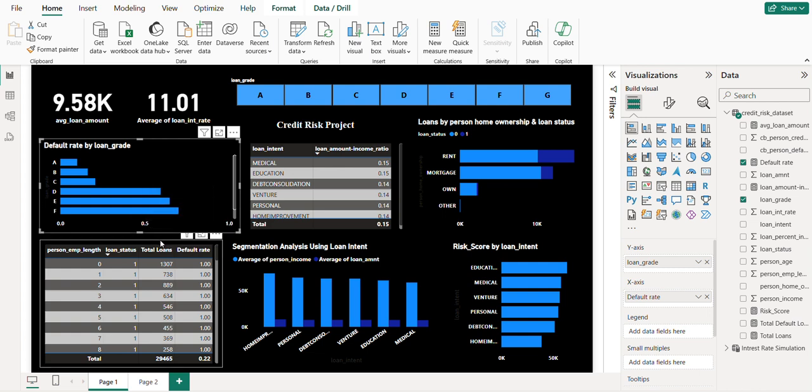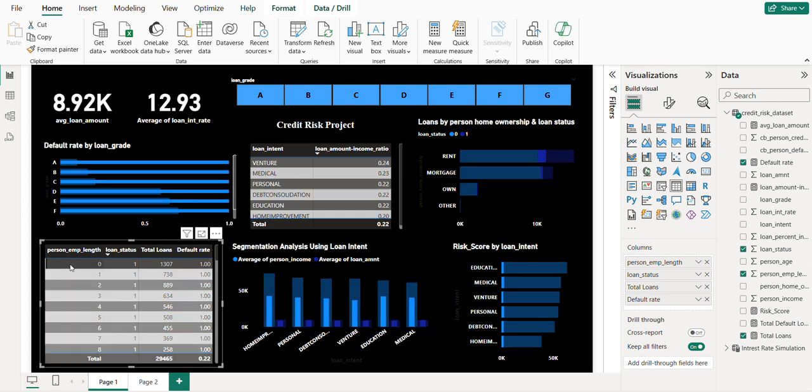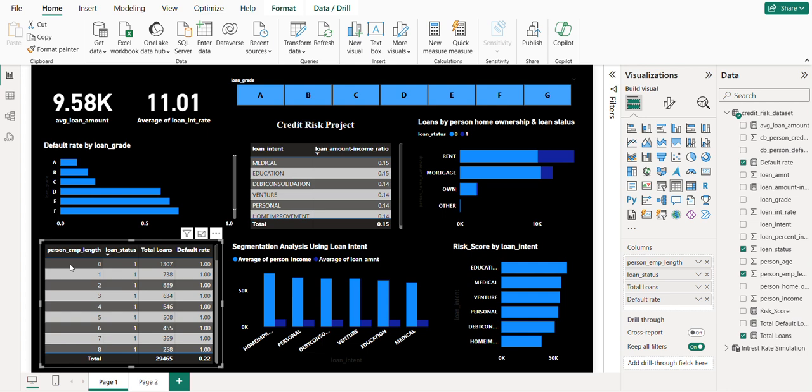Now after that, in the table analysis, we have analyzed the employment length, the loan status, the default rate, and the total loans. This table helps us to identify the patterns between the different employment lengths, and the default probability shows which employment groups are more prone to defaults.